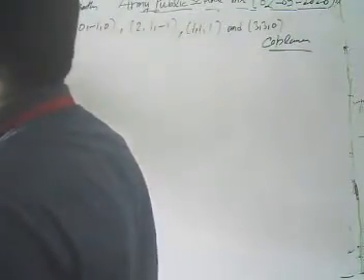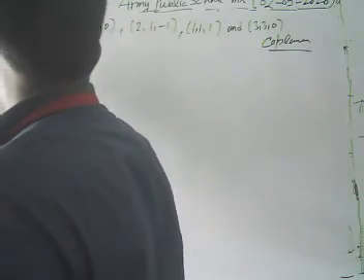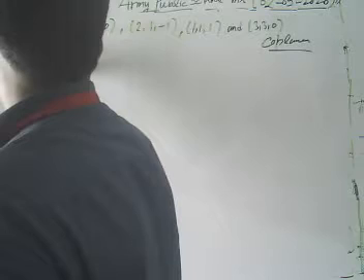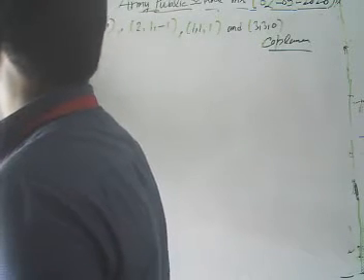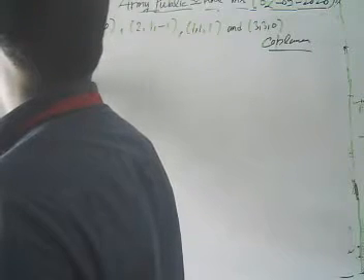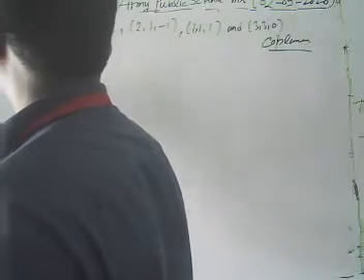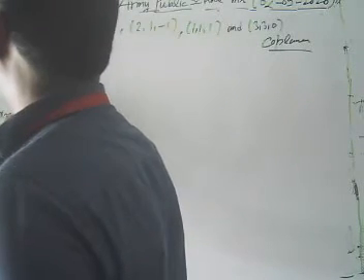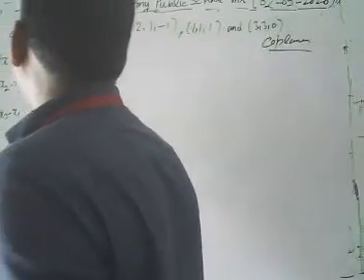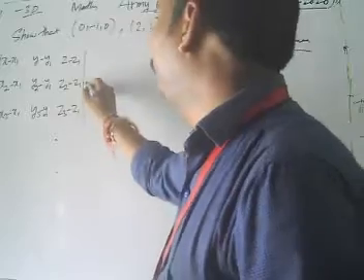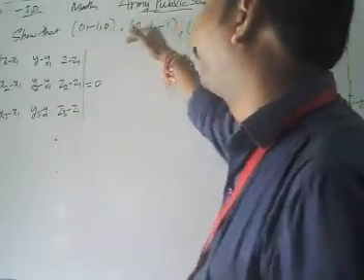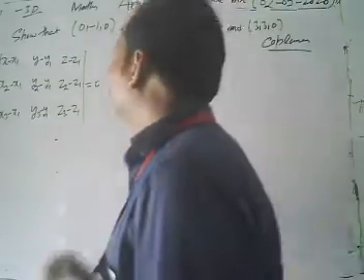Yes, it is given by the determinant with rows x minus x1, y minus y1, z minus z1; x2 minus x1, y2 minus y1, z2 minus z1; x3 minus x1, y3 minus y1, z3 minus z1, equal to 0. This is our equation of the plane which passes through 3 non-collinear points.